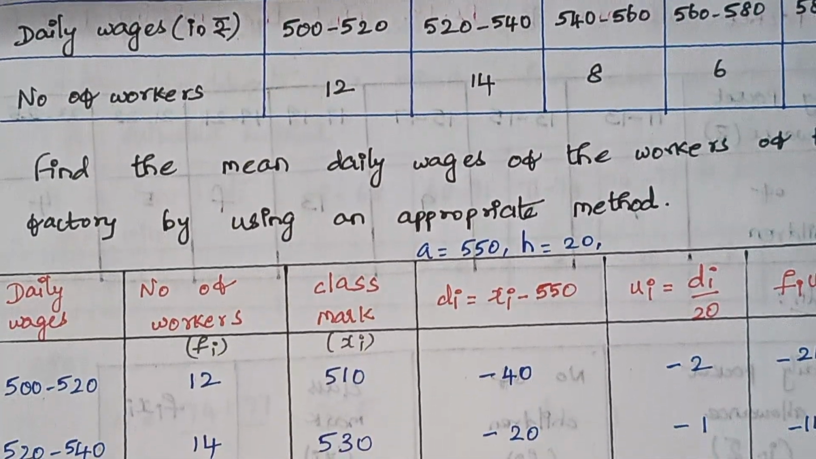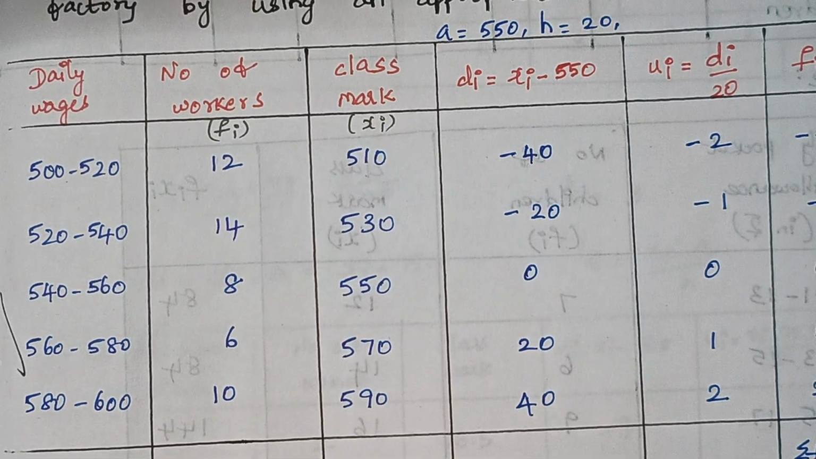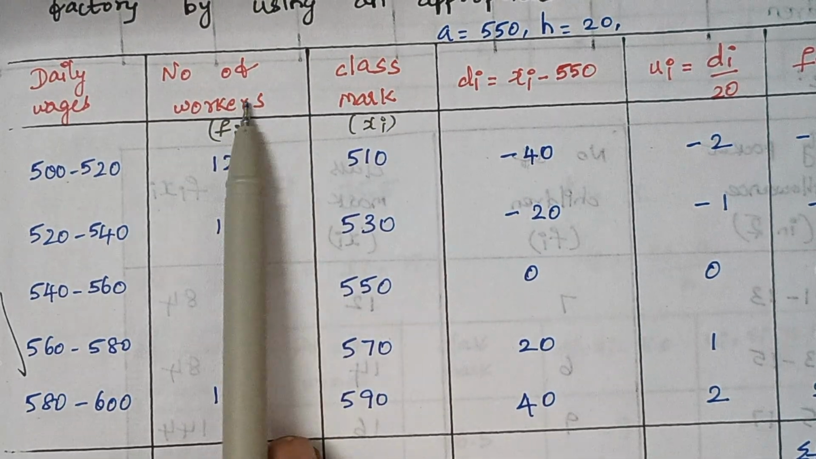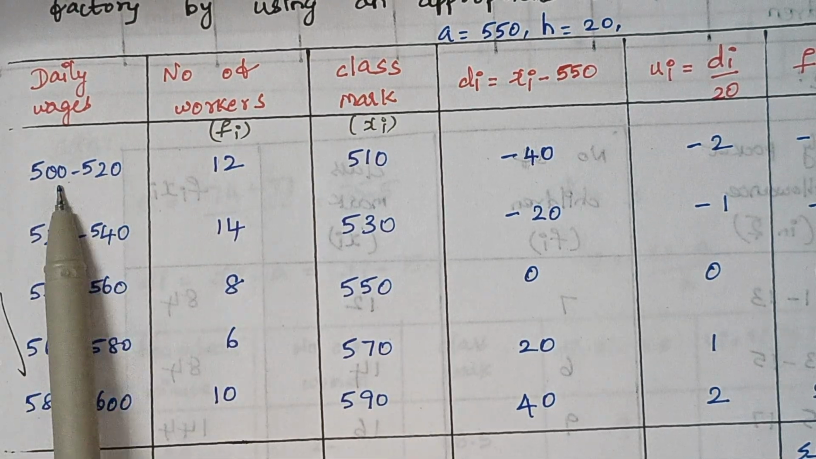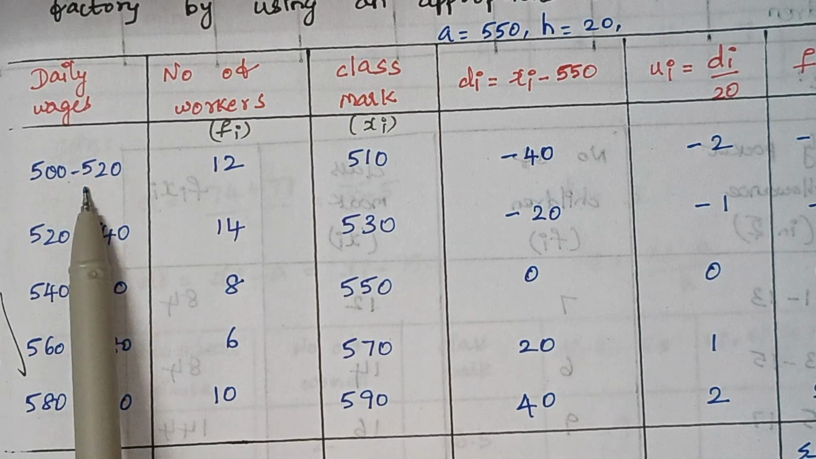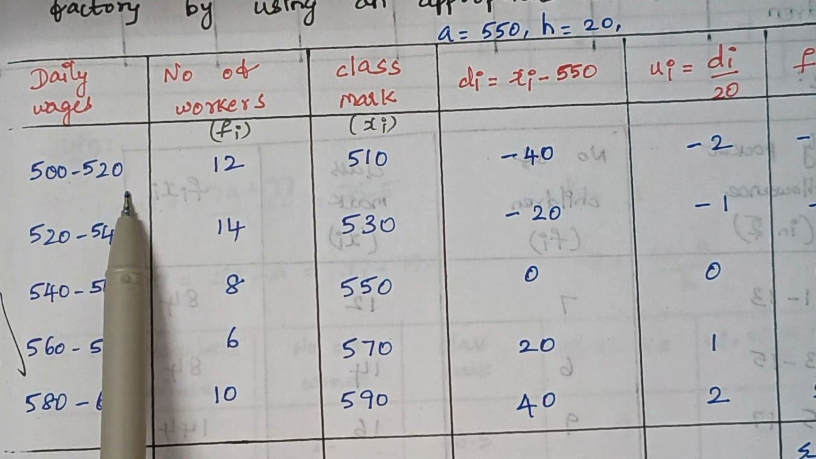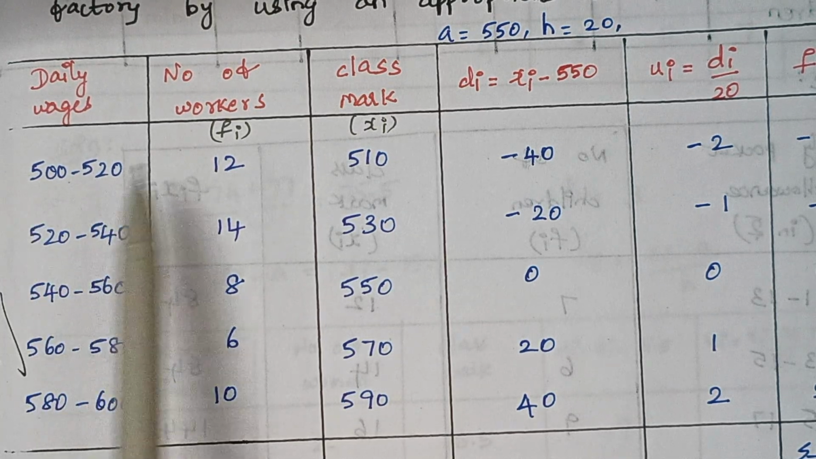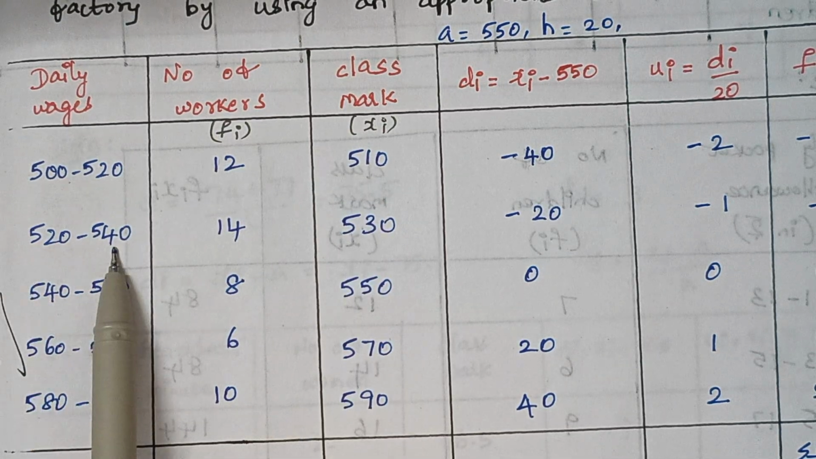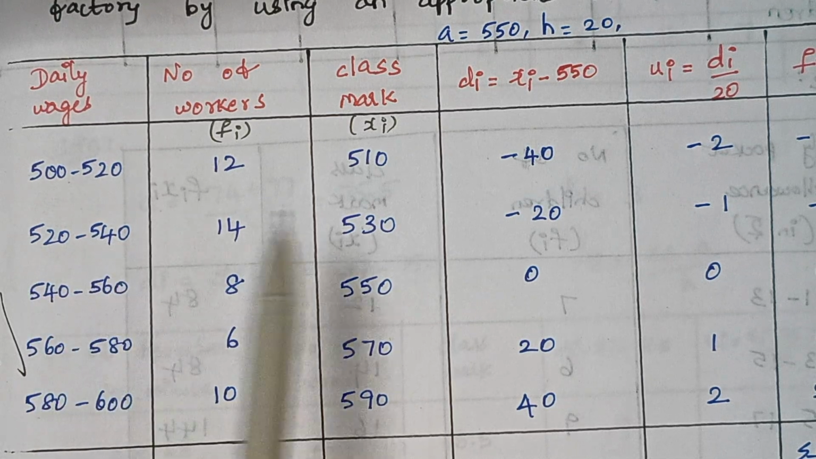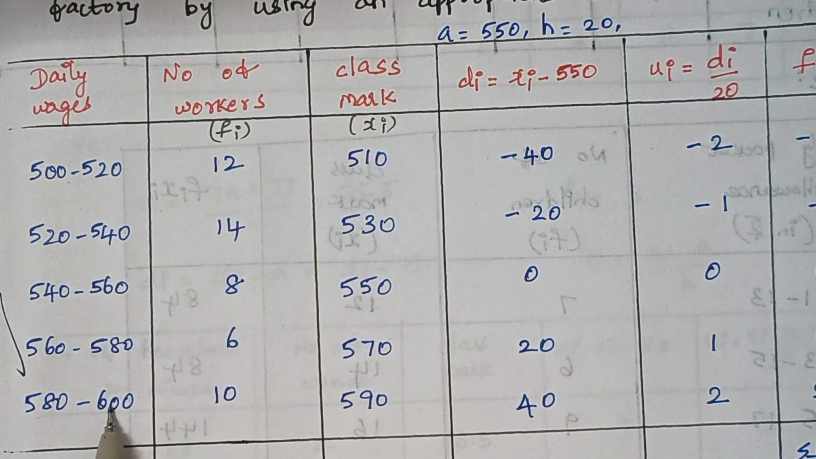What is the data given in the problem? Daily wages are given, and the number of workers is given. The number of workers is nothing but Fi. Whenever the things are given in intervals, you have to take the average. Here it is 500 to 520. When you add and divide by 2, that gives 510. And here 520 to 540, that is 520 plus 540 by 2, gives you 530. Similarly, you have to proceed for all the remaining three.